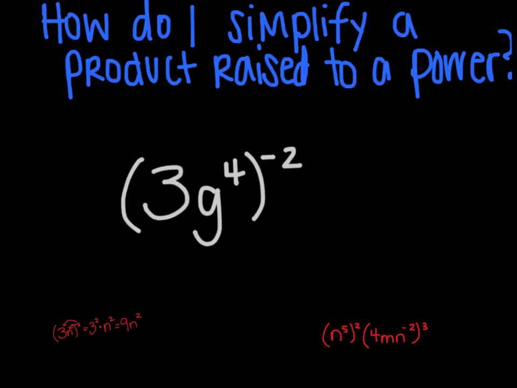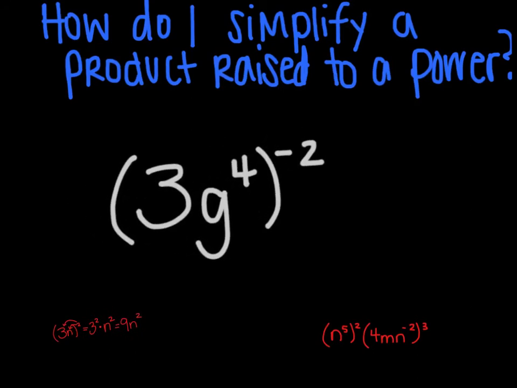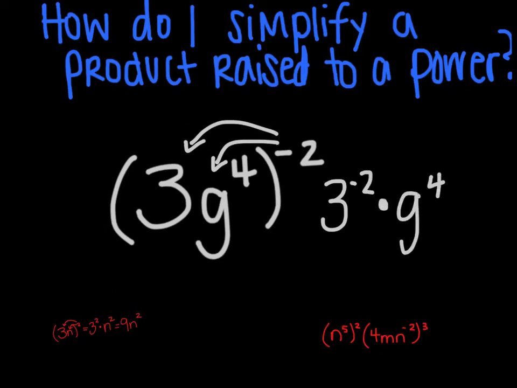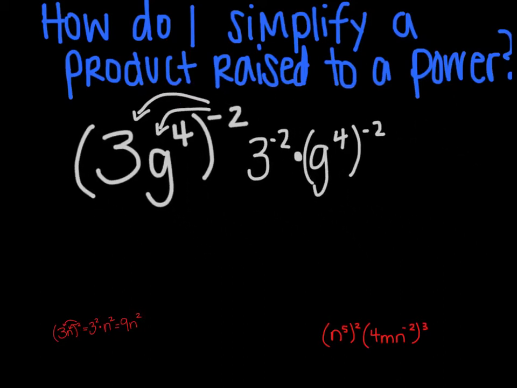Second one here, you can have negatives involved, and that's okay. So we're going to apply it to everything that we see. So we have 3 to the negative 2 power times g to the 4th to the negative 2 power. And we're just going to chunk this. So 3 to the negative half power we know is 1 over 3 squared, which is 9. So this is really going to be 1 over 9.